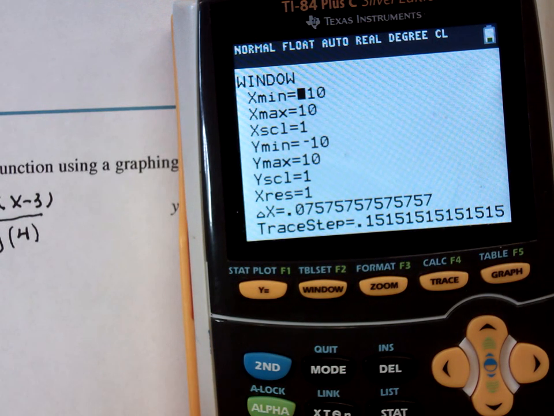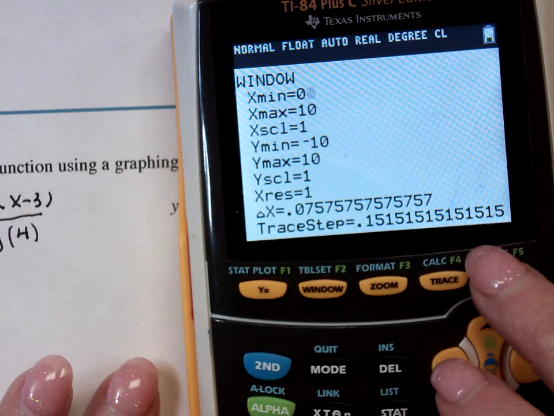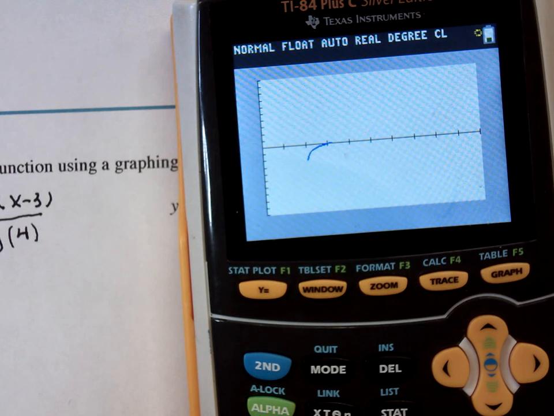And I say I don't need anything to the left of 0, so I'm just going to change X to 0. Y we'll leave alone, but I could change that if I wanted to, but I'm not. And now I just hit graph, and now that's changed my graph paper. So I just get the piece I'm interested in.